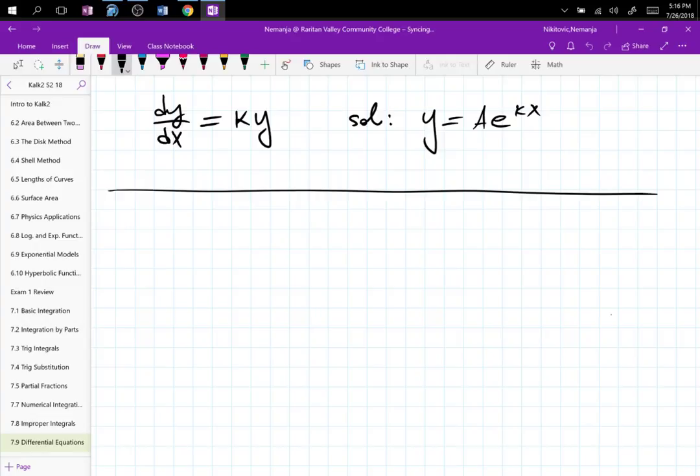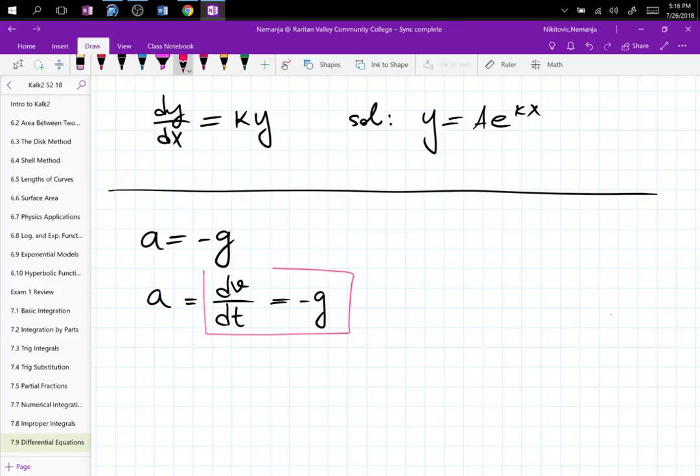We define that acceleration is given as negative g, right? So you start with acceleration is equal to negative g. Now, we know that acceleration is given as change of velocity in time. So change of velocity divided by change of time, and that is equal to negative g. What I have here in a red box is called a differential equation.